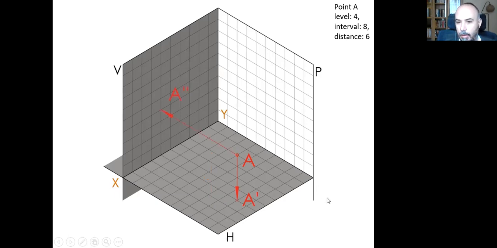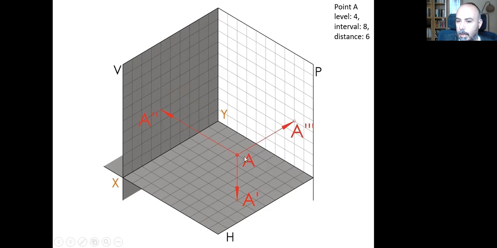And here we change the position of our ray. We cast the ray from this direction towards here. And when it hits the actual point, it will cast this shadow, this mark on the vertical projection plane, which we can call A double prime. It means it's the second projection of point A, and this perpendicular length here is 8 squares.